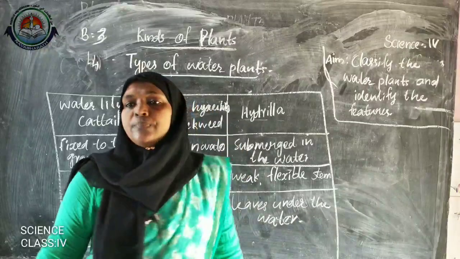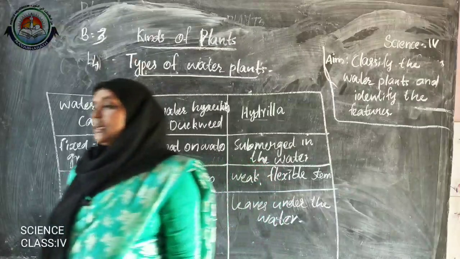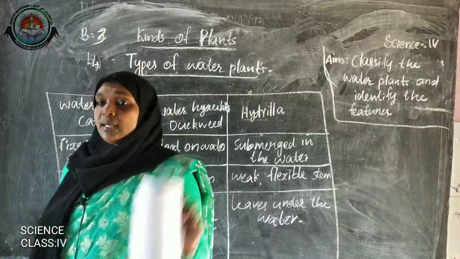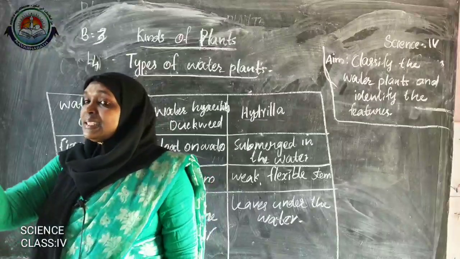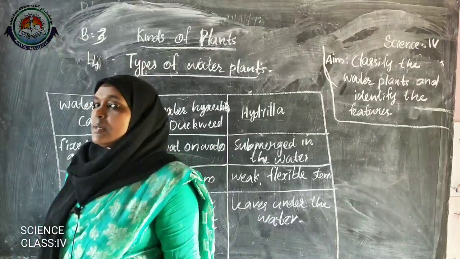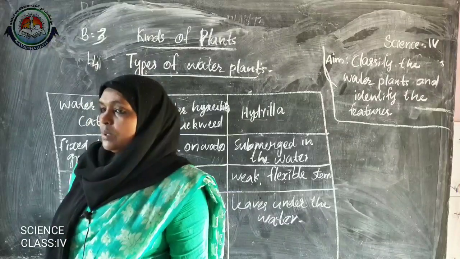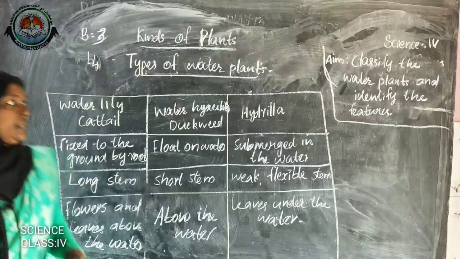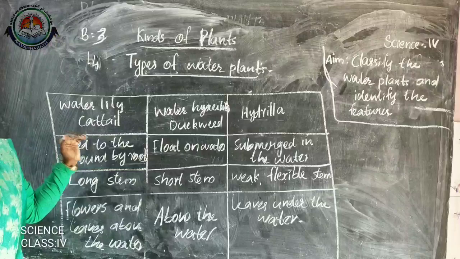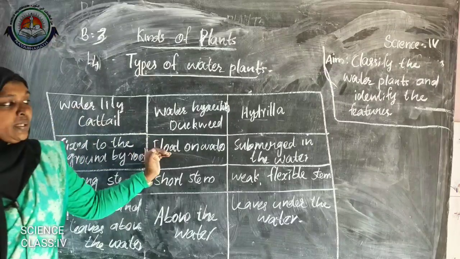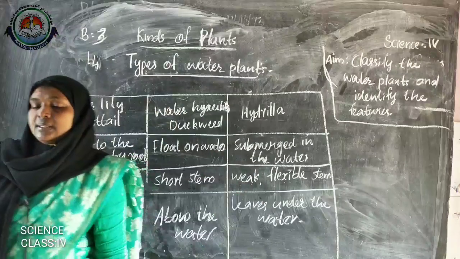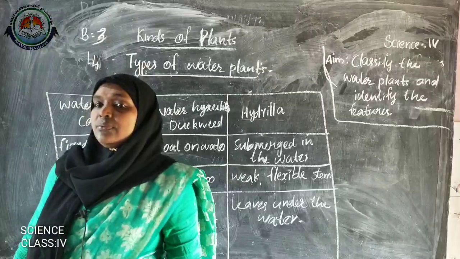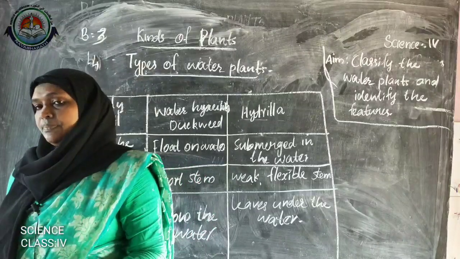Okay, so we can classify water plants into 3 categories. What is that? One is fixed in the water, one floats on the water, and one is under the water. These are the 3 types of water plants.